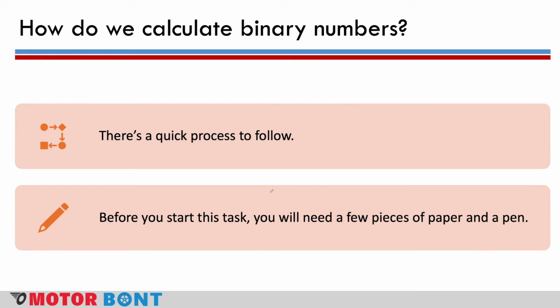Now, before we go any further, I'm going to ask you to pause the video in a moment. There's a process which we are going to follow, which I'm going to teach you. But in order to do this task, you are going to need two things. You're going to need a few pieces of paper, blank paper or lined paper, doesn't matter. And you're going to need a pen or a pencil, your choice. You need something to write with, and something to write on. So pause the video now and grab a few sheets of paper and a pen or a pencil, please.